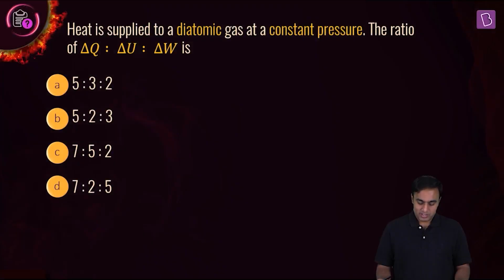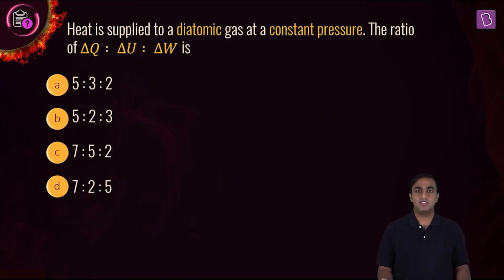Heat is supplied to a diatomic gas at constant pressure. The ratio of delta Q to delta U to delta W is. What are these three things? Delta Q is the heat supplied to the gas. Delta U is the change in the internal energy of the system or the gas, and delta W is the work done by the gas.